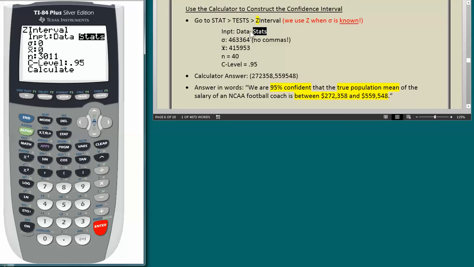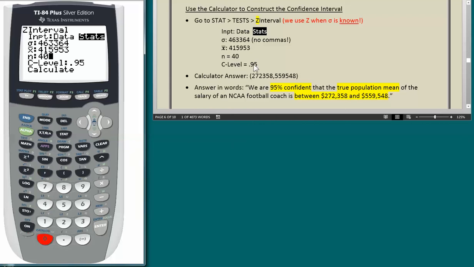So it looks just like this. Now the first thing it wants from us is sigma. Well, sigma, if you'll remember, was 463,364. So we're going to go down to sigma and put those numbers in there. 463,364. Then we're going down to x bar and putting this in there. 415,953. And we're going down to n. N is 40, so we're just going to type in 40.